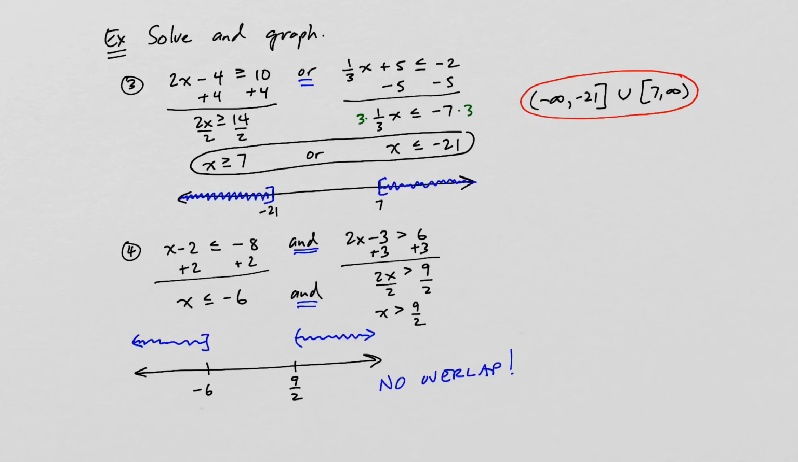In other words, there are no numbers that satisfy both of these conditions at the same time. So it is impossible for a number to satisfy both at the same time, but to be a solution to a compound inequality that uses the word and, the number must be a solution to both at the same time. So since there are no such numbers, the answer here is there is no solution.